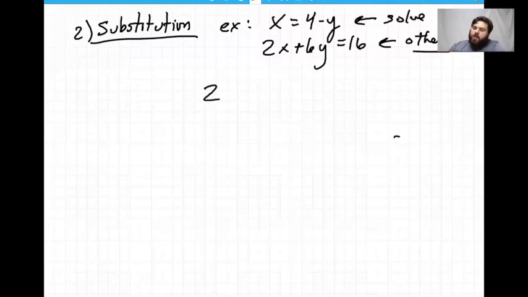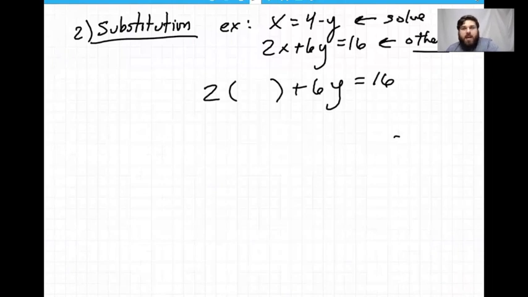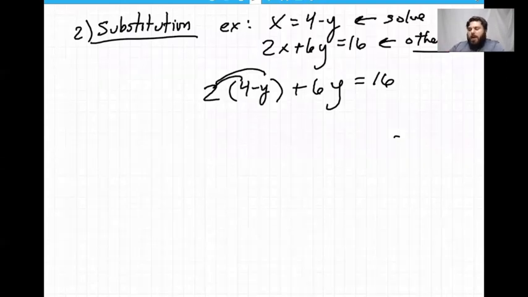So I'm going to write the second equation. 2 times x plus 6y equals 16. Now notice I left a little space there. What am I going to put in there? Well, whatever is equal to x, and x is equal to 4 minus y. So I replace that, okay? Now what I do here is I distribute, combine like terms. Basically, I solve for y, okay?